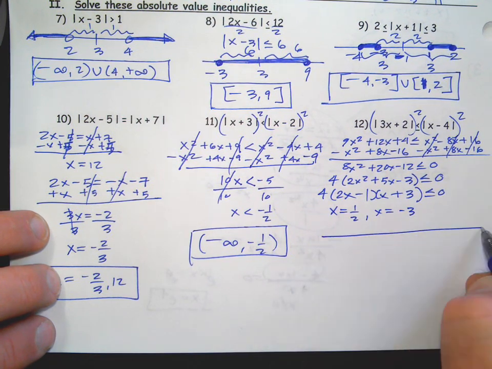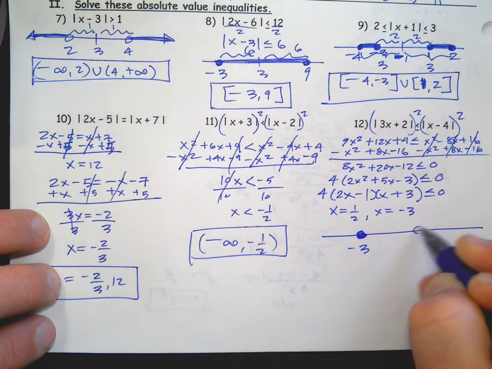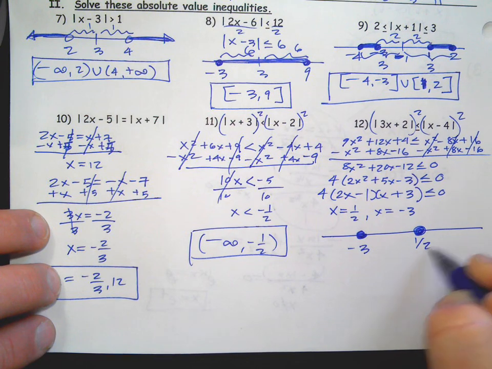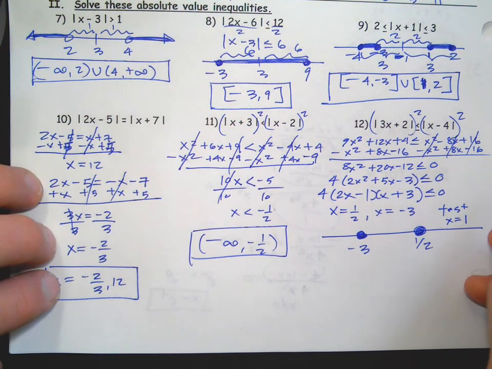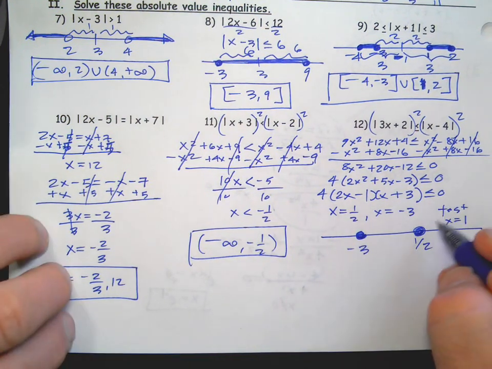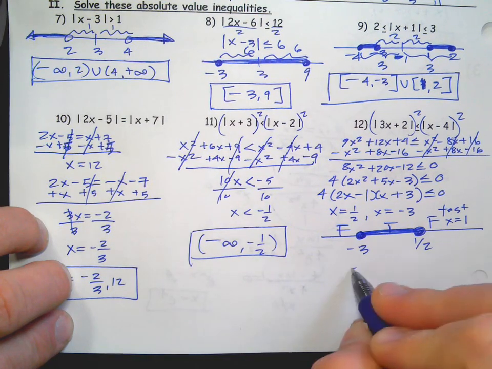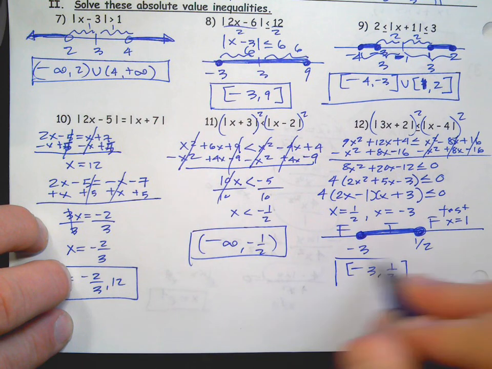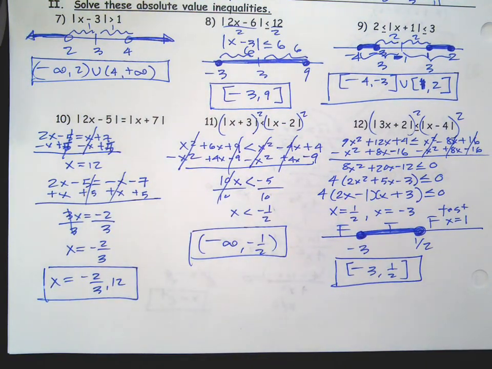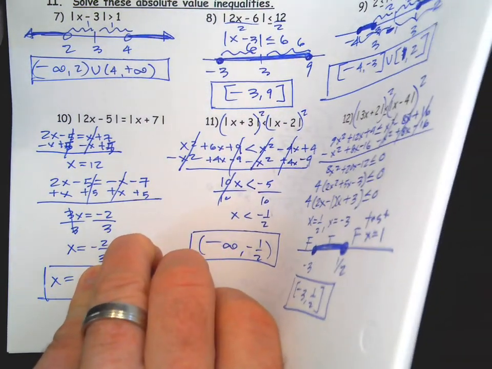We do a line check. These are solid dots. Negative 3, 1/2, test x equals 1. Positive, positive, false, true, false. Negative 3 to 1/2 brackets. So there you go. That's it. You guys should be good at this stuff. And something new next.